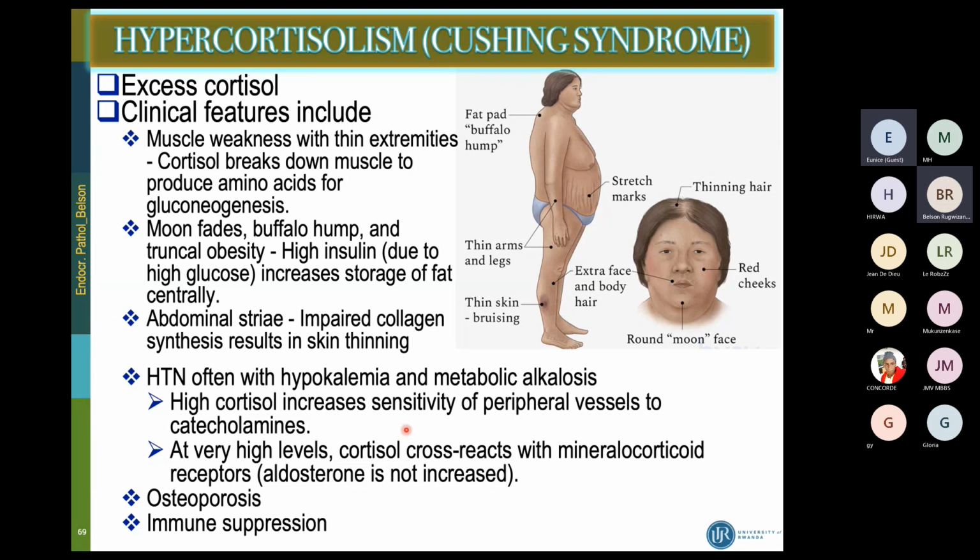So at very high levels, cortisol will cross-react with mineralocorticoid receptors, although aldosterone will not be increased, the body will behave as if there is too much aldosterone. So other things here, there is osteoporosis, with increased parathormone. And there is immunosuppression.